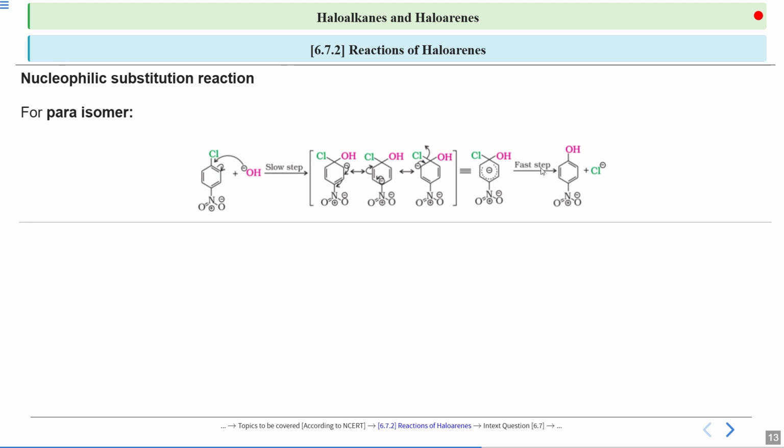And then a fast step will happen where the chloride ion will be removed from the reaction, and you will get your desired product, where at the para position you have NO2, and at the first position you have the hydroxyl group. So after the removal of chloride ion, you will get your phenol product. So this is the case where at the para carbon you have the nitro group. We have seen what happens when the nitro group or electron withdrawing group is present at the ortho position, and then when it is present at the para position.